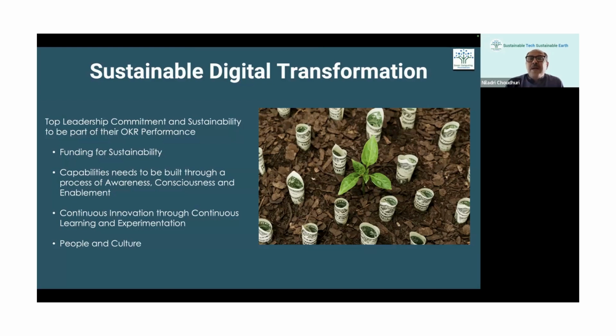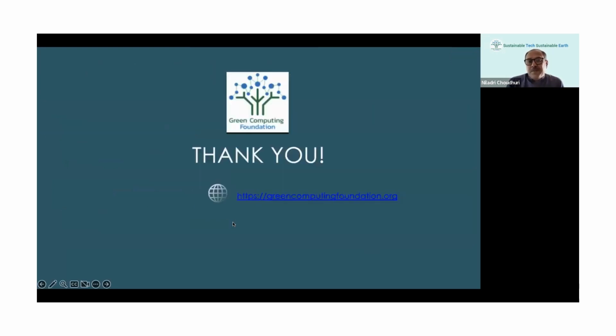It has to be funded only when it is sustainable. Capabilities need to be built through a process of awareness, consciousness, and enablement, and continuous innovation through continuous learning and experimentation. And people and culture is most important. So that's what we have.